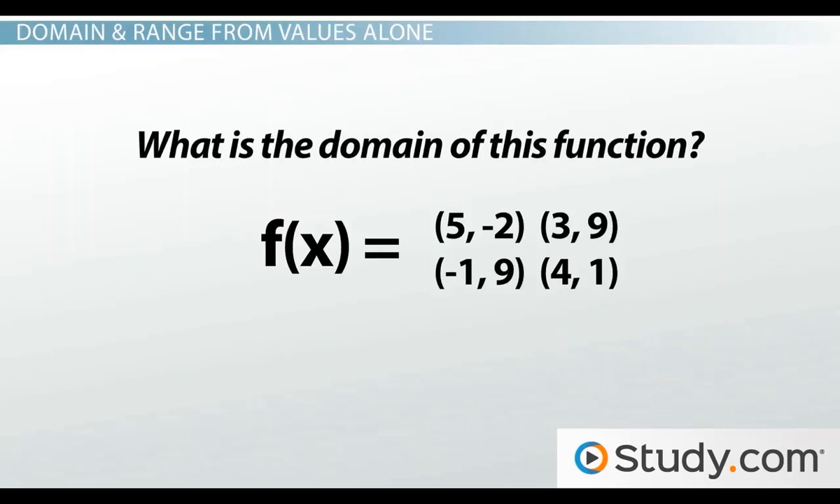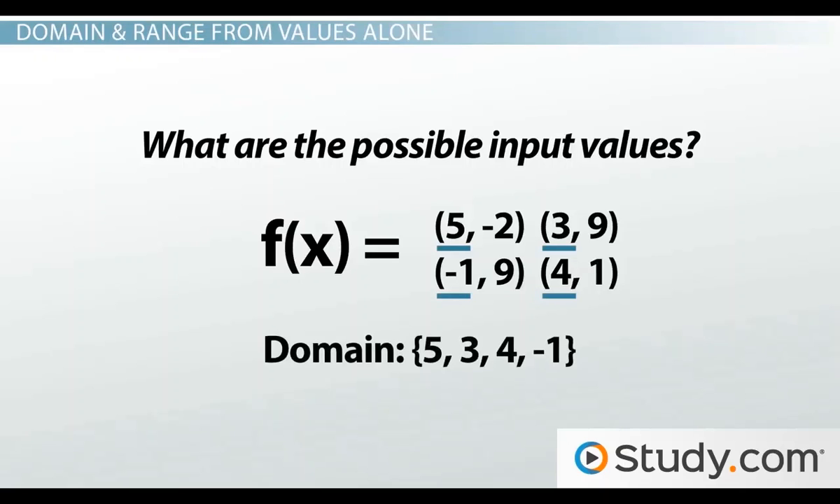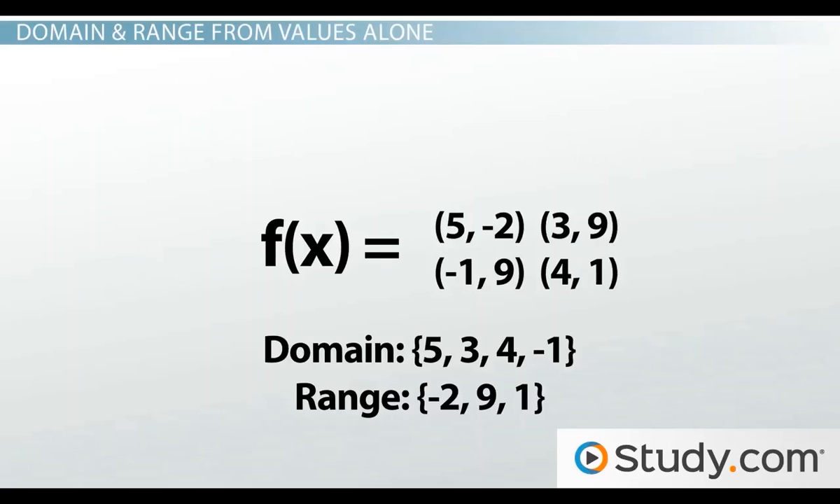So what is the domain of this function? Well, another way of asking that question is, what are the possible input values? Well, there's only a couple: 5, 3, 4, and -1. That's it. So then what about the range? Well, this is the same as asking what the possible outputs are, and in this case that happens to be only -2, 9, and 1. Although two different inputs both give you 9, you don't have to list it twice when writing out the range.